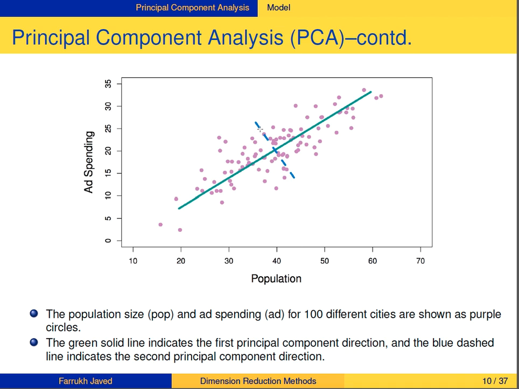Always recall the point I made, that they will be uncorrelated with one another. It means they will be orthogonal, perpendicular to one another. Principal component 1 will always be perpendicular to principal component number 2, and they both will be perpendicular to principal component number 3, and so on. So they will be uncorrelated with one another.